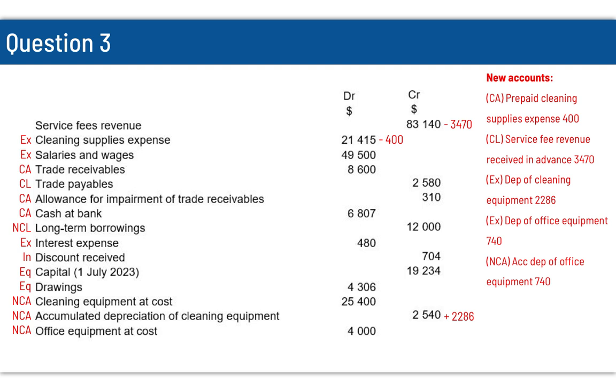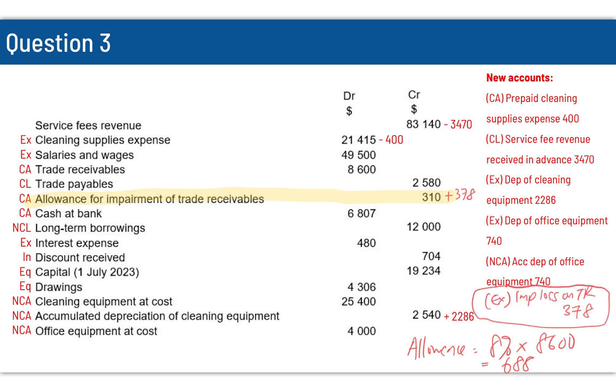Okay, last but not least, we are going to calculate the allowance for impairment of trade receivables. This is taken to be 8% multiplied to the trade receivable of 8,600. This will give us 688. So then the next step is to check, is there any allowance in the existing trial balance? We found it is 310. That means we only need to top up the difference, 378. So this difference is actually your impairment loss on trade receivable, which we will call an expense. And your allowance will now be adjusted to the amount that we first calculated, 8% of 8,600.